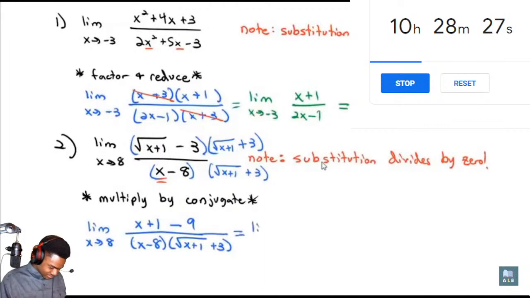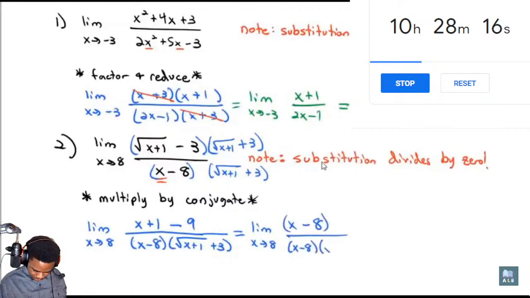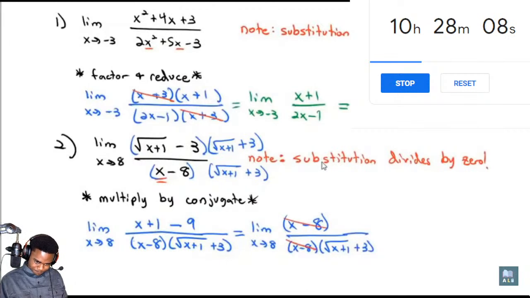Well, that's nice because in the numerator we can simplify. And notice 1 minus 9 is x minus 8. We still have the same denominator. We don't need to multiply that out because we want to stay factored so we can divide out that x minus 8.